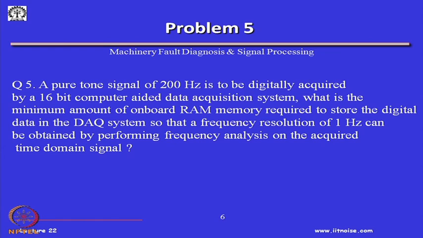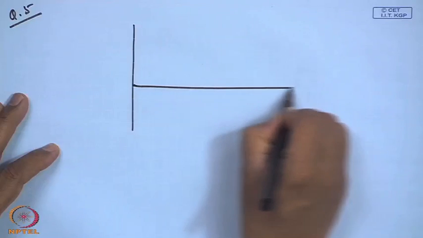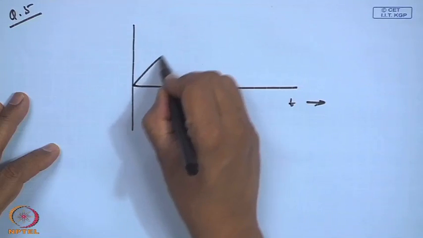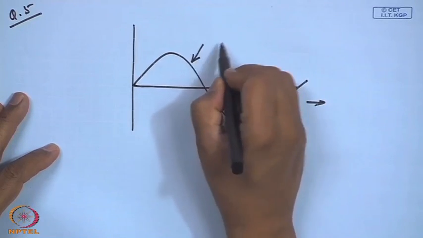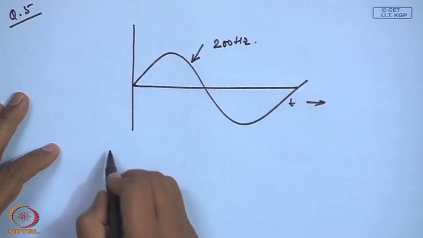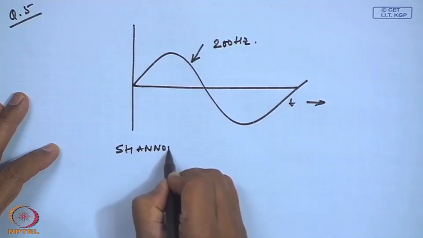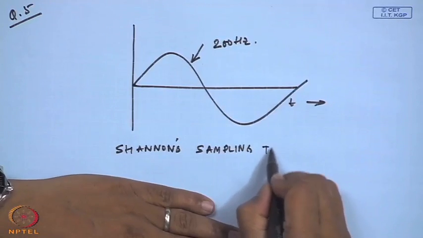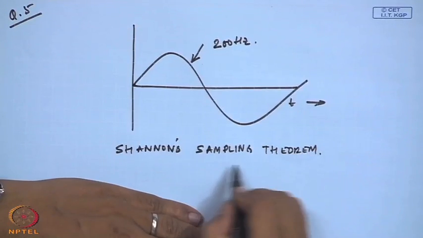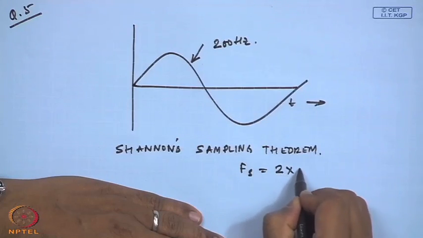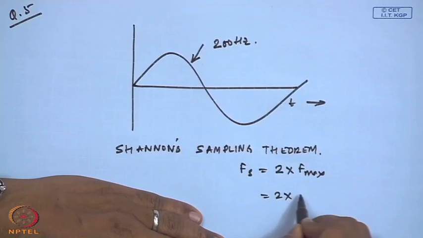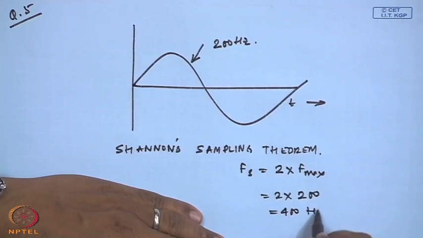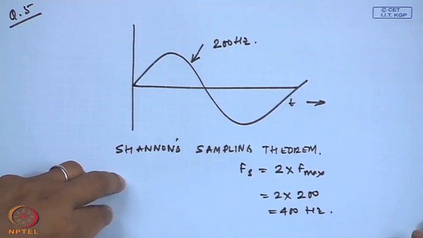As you know, there are 2-3 concepts in this problem that we require to solve it. For example, I have a pure tone. By a pure tone, I mean a signal of a single frequency, and this pure tone signal is of 200 hertz. So, by Shannon's sampling theorem, without worrying about oversampling and all that, my sampling frequency f s should be at least twice f max. So, in this case, 400 hertz is my sampling frequency. That is something I have to keep in mind.